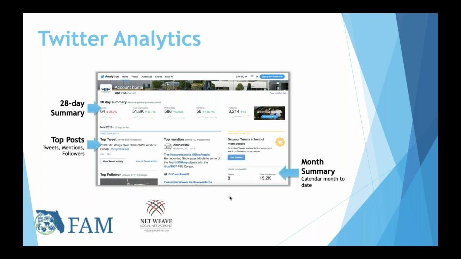So on this page, you'll also see your top posts. You'll also see the summary. If you were to scroll down, you would continue on that summary in the right to see your month summary. So the month summary is looking at calendar months, while the 28-day summary is looking at a rolling 28 days from today. So that's the important difference there.